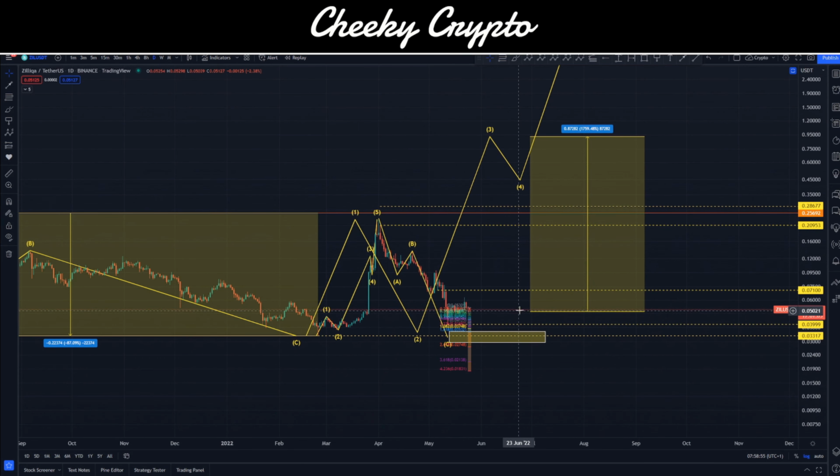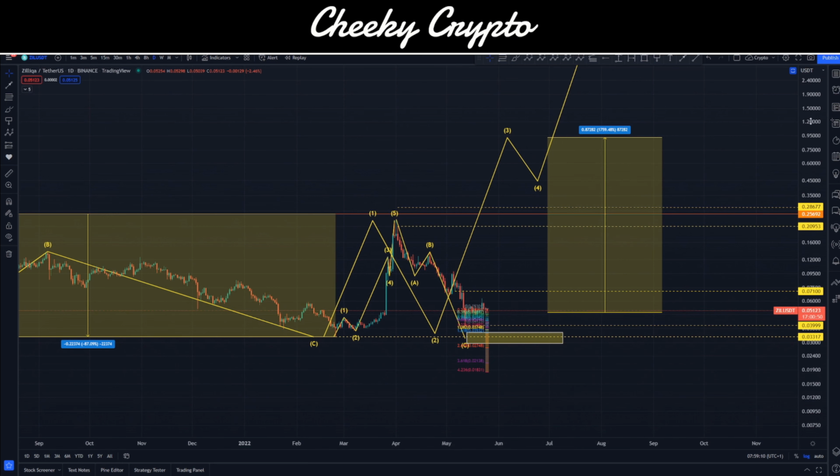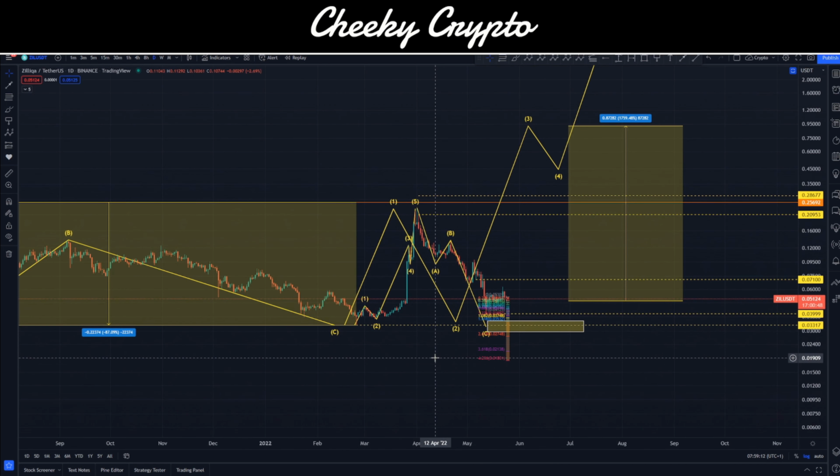So I want to keep this structure in place, and losing it is not something that I want to see here. Now this is probably some kind of really complex correction, so we are probably seeing some kind of WXYXZ and all that kind of stuff. We want to make sure that we're above 3.317, have the third wave, and then we are really in a good structure.